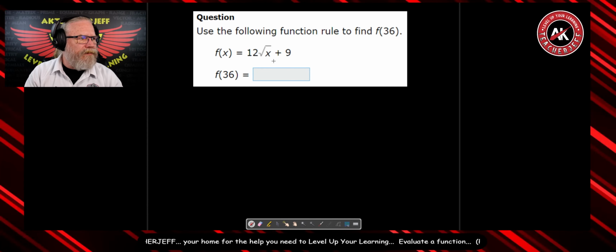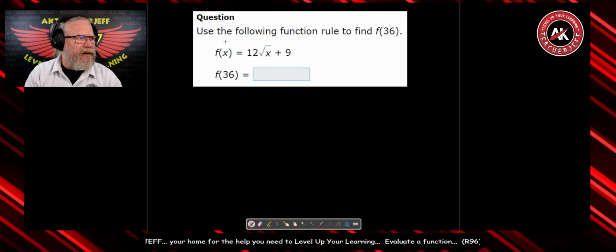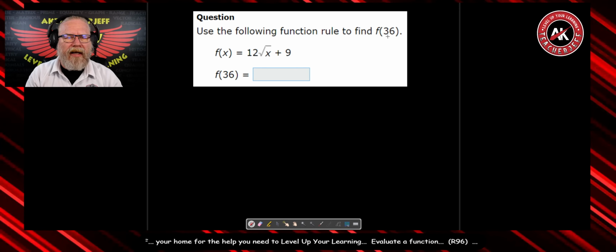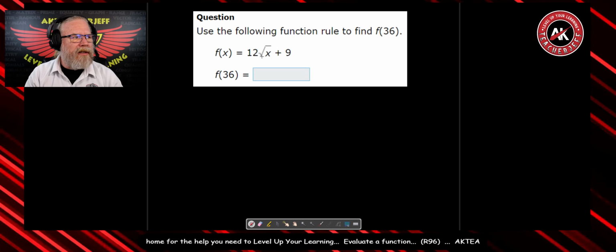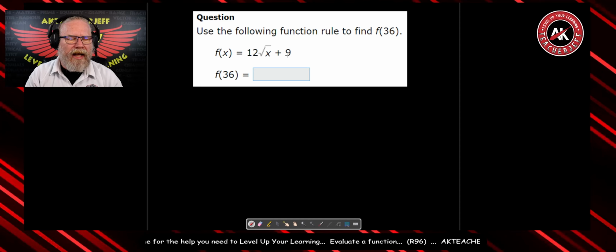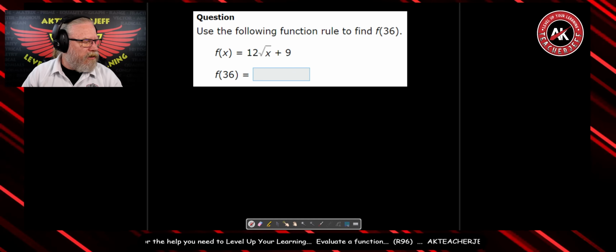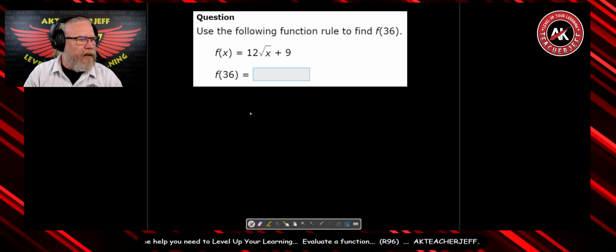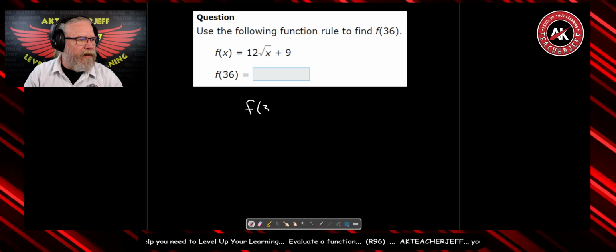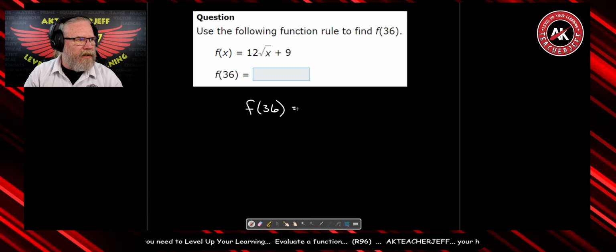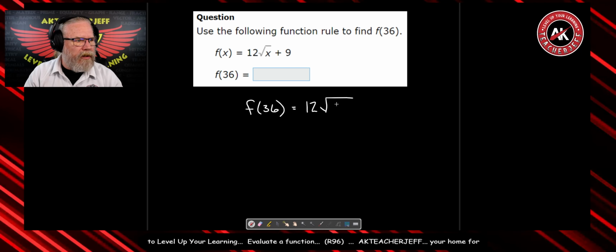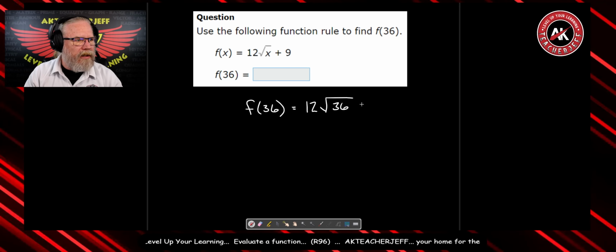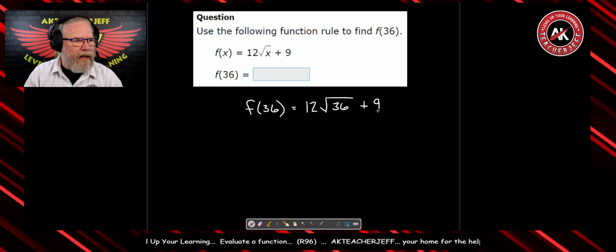On the next one here, we have f of 36. Use the following function rule to find f of 36. And we have f of x equals 12 times the square root of x, and then add 9. Let's go ahead and do a rewrite of our problem here. F of 36 is equal to 12 times the square root of 36. And to that, we're going to add 9.